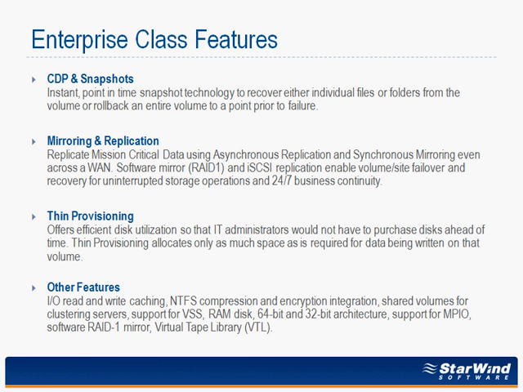StarWind has mirroring and replication features as well that allow you to replicate mission-critical data using asynchronous replication and also synchronous mirroring across a WAN. Software-based mirroring, for example, RAID 1 and iSCSI replication, enable you to do entire volume or even entire site failover between two StarWind servers. It allows you to recover data in the case of a disaster so you can ensure uninterrupted storage operations.